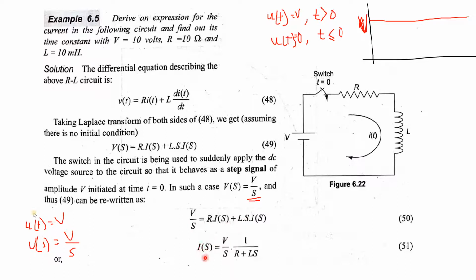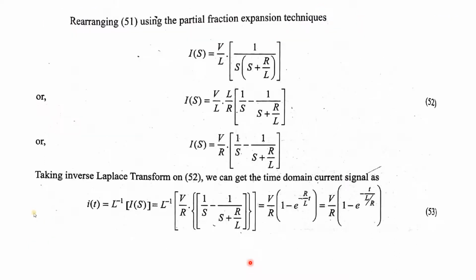Now we will take I common and write the equation in terms of I, because I is the output. In control system, Rs is considered to be the input and Cs is considered to be the output. So in this case Rs is nothing but V by S and Cs is Is. So Is is equal to V by S into 1 by R plus Ls. This is our equation for the current.